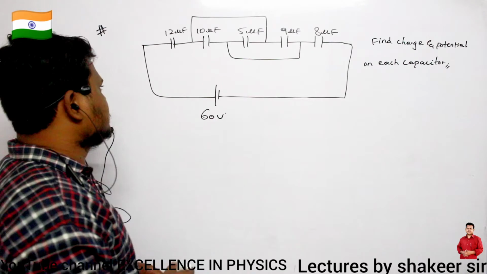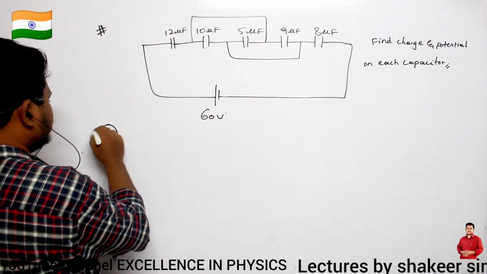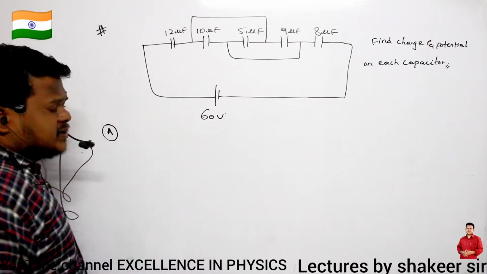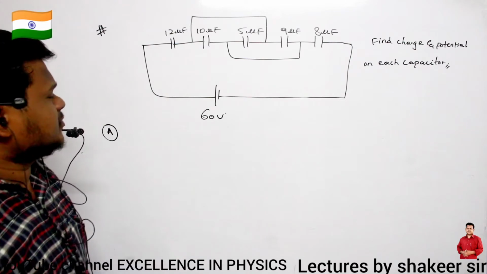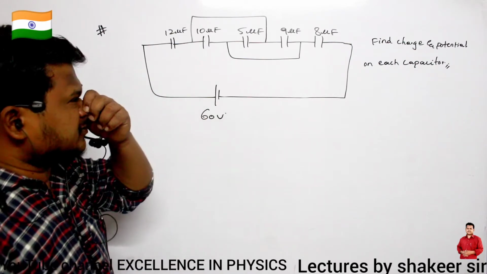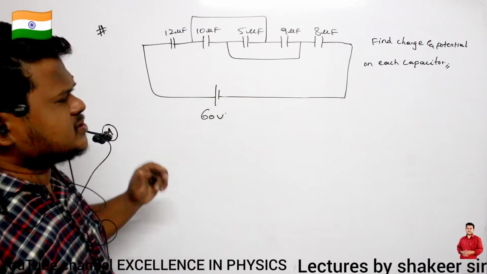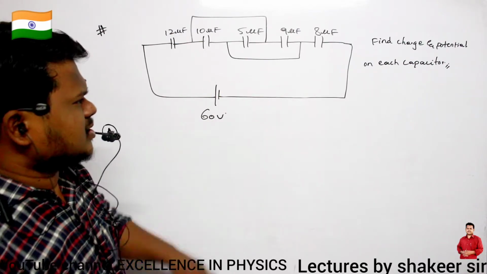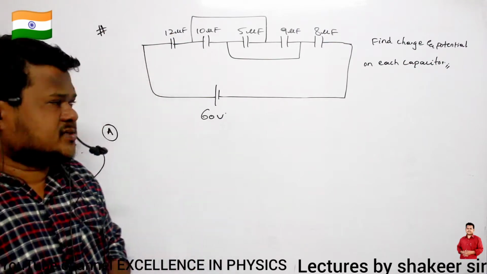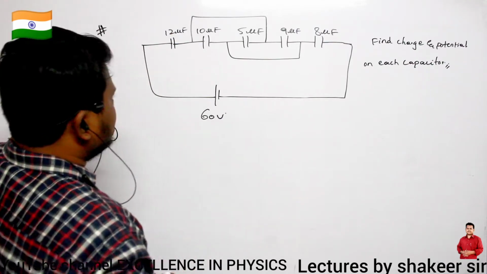Anybody, can you say how can I solve this one? So 12 microfarads, 10 microfarads, 5 microfarads, 9 and 8 microfarads, all of them are connected like this to a battery of 60 volts. Then we are supposed to find out the charge and potential present on each capacitor. So how can I redraw this diagram?